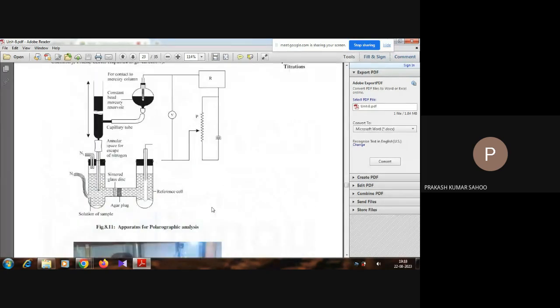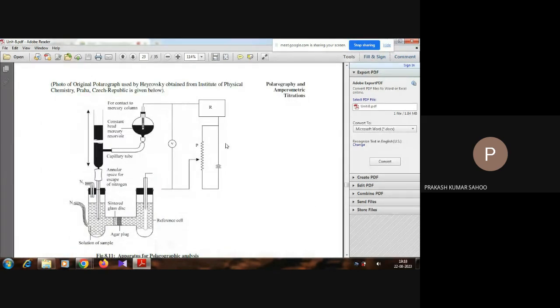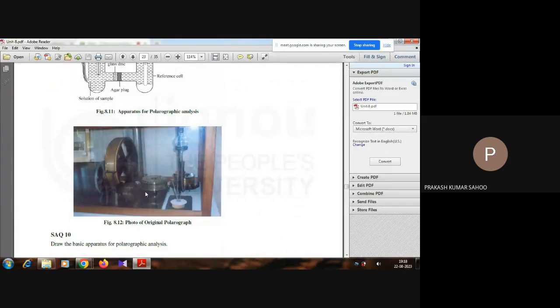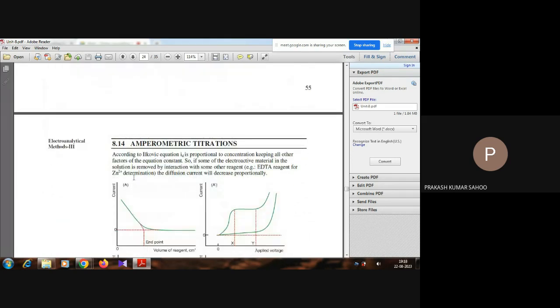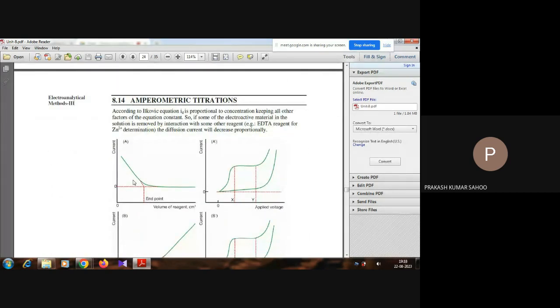And this is the Heyrovsky apparatus, for which he was awarded the Nobel Prize in 1952. Then we have amperometric titration, just like this. We have current versus amount of reagent added, because this is a titration, which means addition of the titrant, right? So this will also follow your Ilkovic equation.